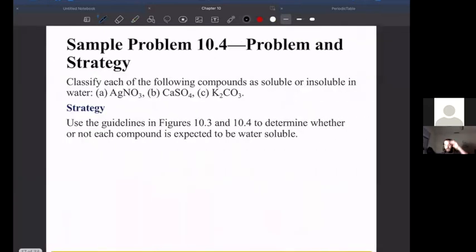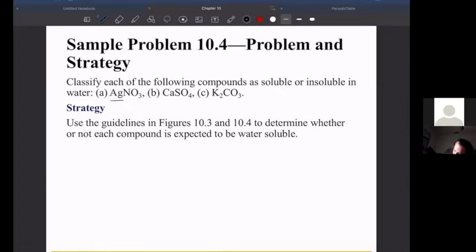Okay, so again, let's just first make sure that we can use this table. Silver nitrate, calcium sulfate, and potassium carbonate. Because again, the first thing we're going to have to do is be able to recognize whether the products of these reactions are insoluble, right? So this is the same thing we did using this table previously. We just want to be able to make sure that we know how to use it.